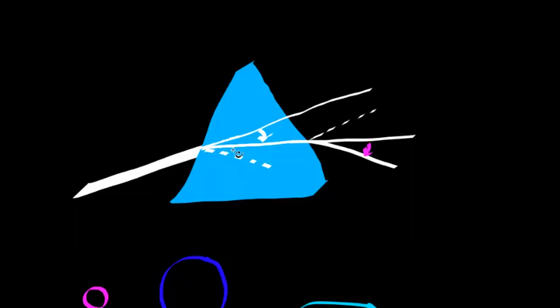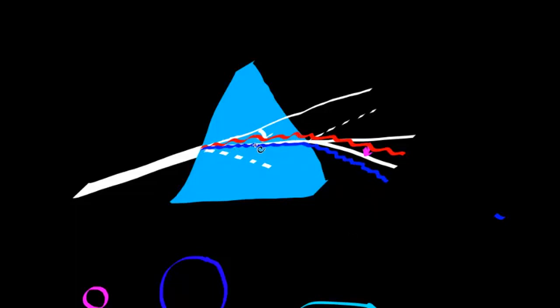So the red wavelengths, yes, they will bend, but the red wavelengths will not bend as much as the blue wavelengths will bend. So the blue wavelengths will bend more than the red wavelengths, and the other wavelengths in between will obviously bend in between there.